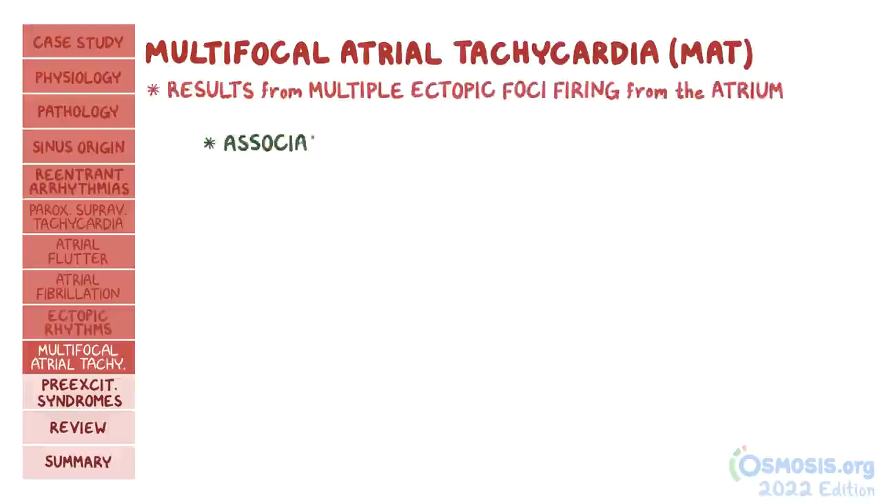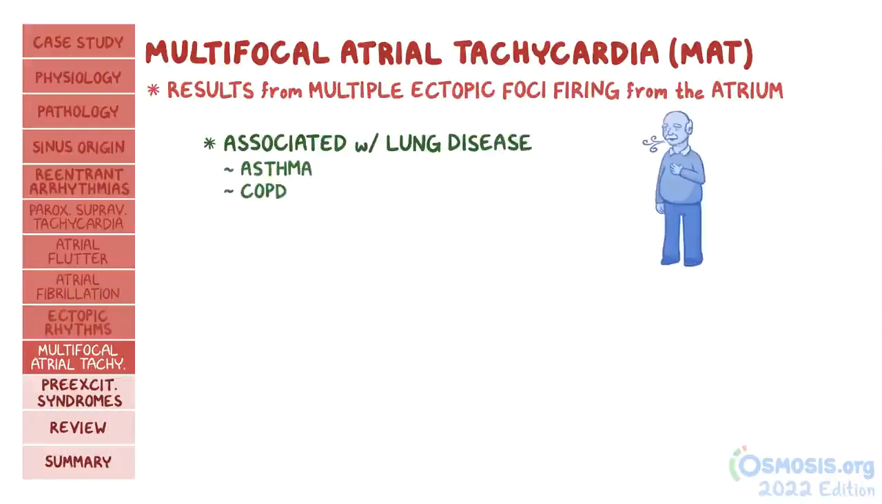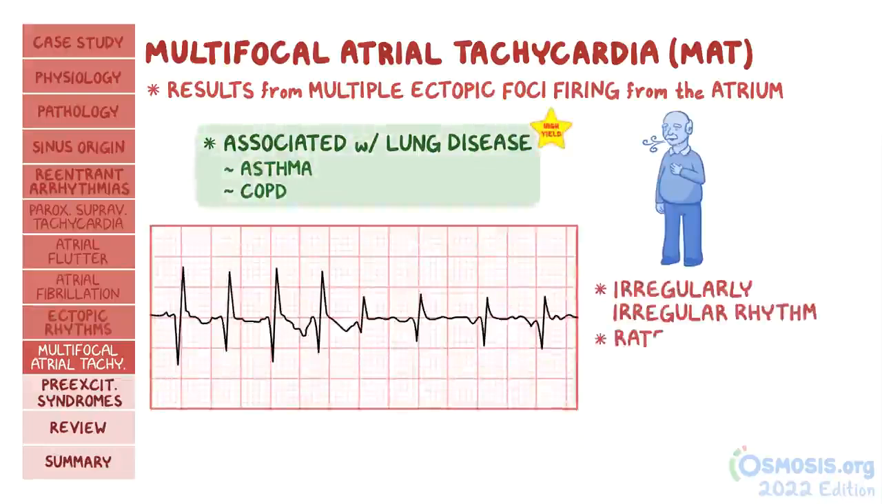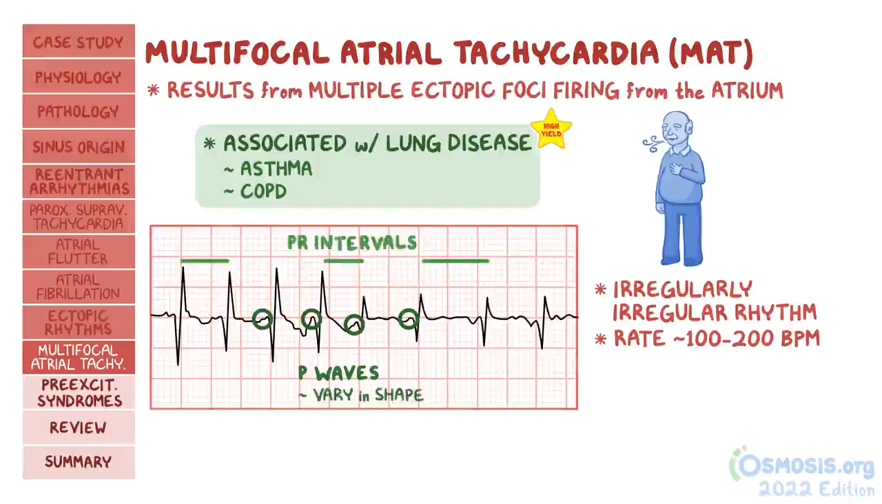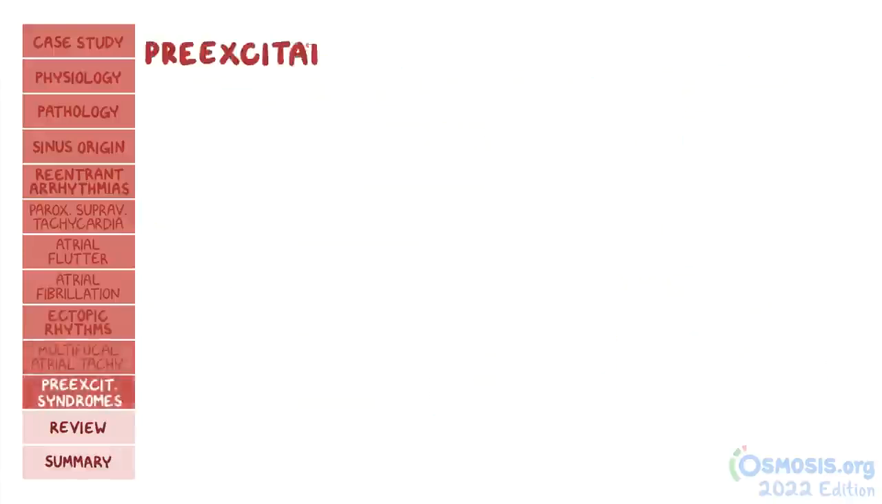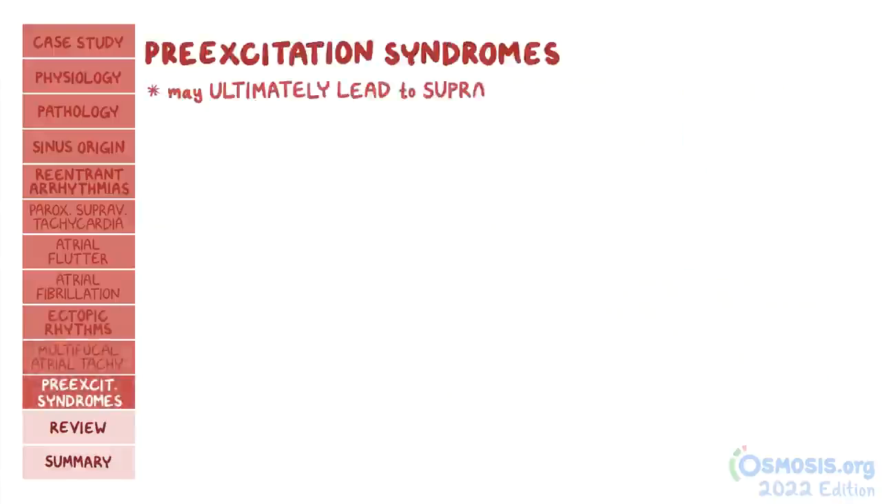MAT is classically associated with lung disease like asthma or COPD, so be sure to look for that in the question stem. On ECG, this also appears as an irregular rhythm at a rate of around 100 to 200 beats per minute. However, unlike atrial fibrillation, P waves are present in MAT. But because the P waves are originating from multiple sites in the atrium, they often vary in shape, and so will the PR intervals. In order to diagnose MAT, you need to identify at least 3 different P wave morphologies on ECG.